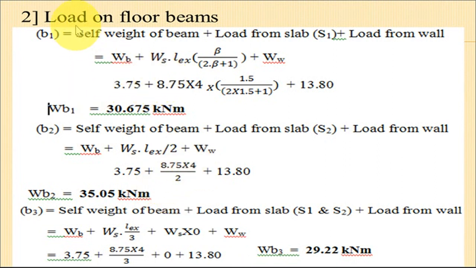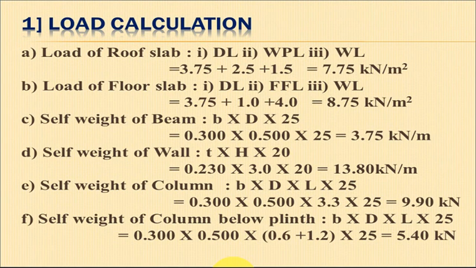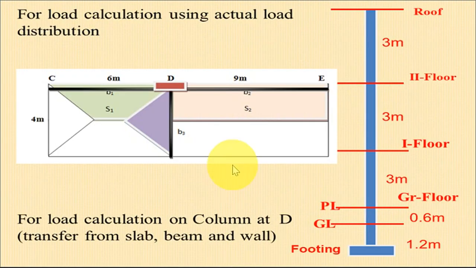Step number 2, we can find out the load on floor beam. For B1, self weight of the beam plus load from the slab S1 and the load from the wall. Now in this case, for B1, the load calculation, this is trapezoidal, this is 6 meter, this is 4 meter, that's why beta divided by 2 beta plus 1, and here beta is equal to 6 divided by 4.